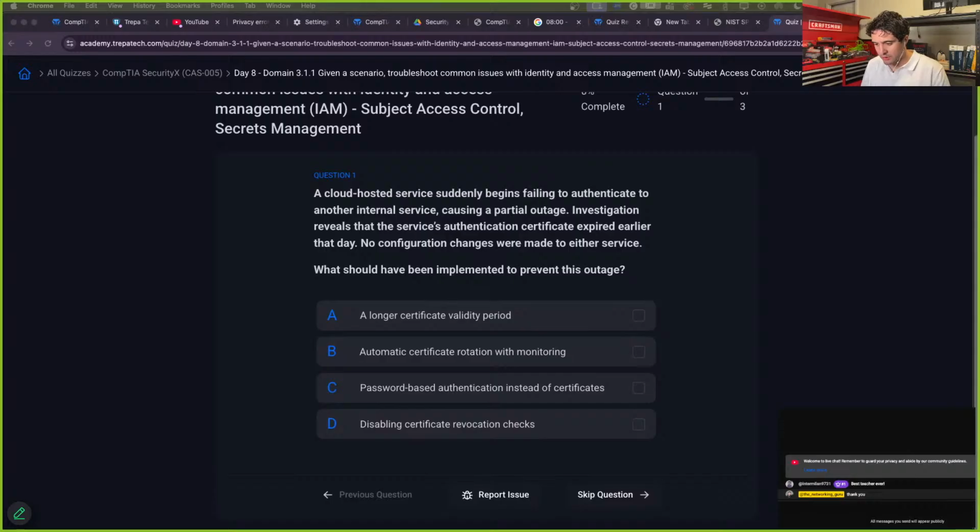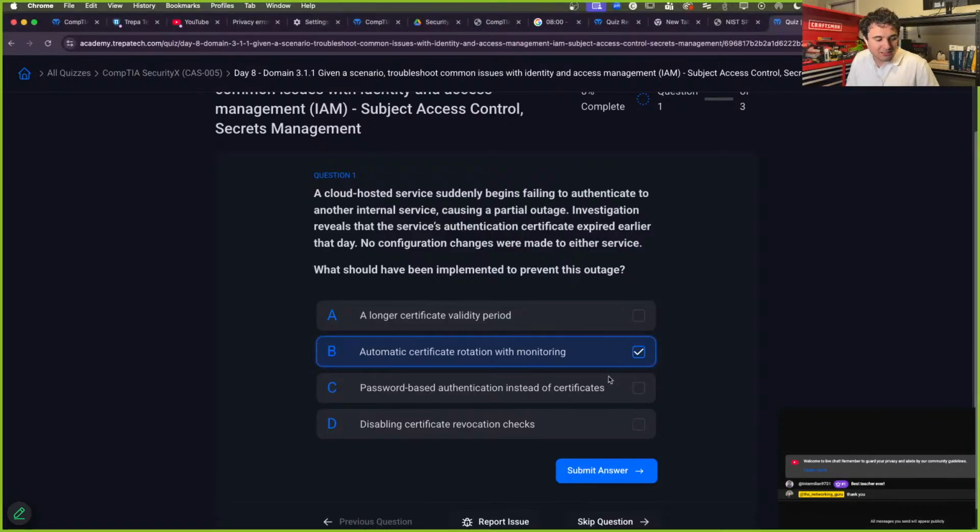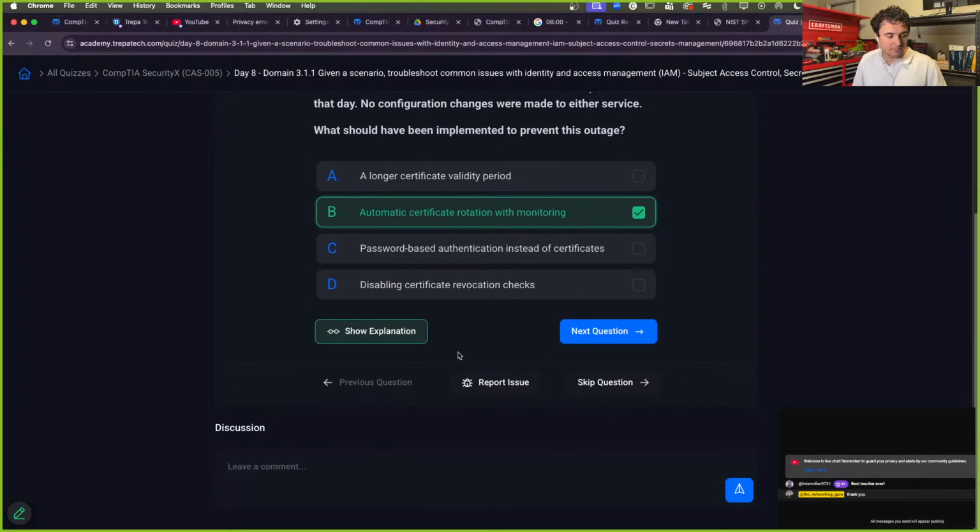So let's look at our answers here. A, long certificate validity period. That would fix that problem, right? But that's not good security. Actually, nowadays, I think they said TLS X.509 certificates are going to rotate every 3 months now. B, automatic certificate rotation with monitoring. Probably our answer there. Password-based authentication, no. Disabling certificate revocation checks would not help us at all. So yes, this one we're going to go with B.